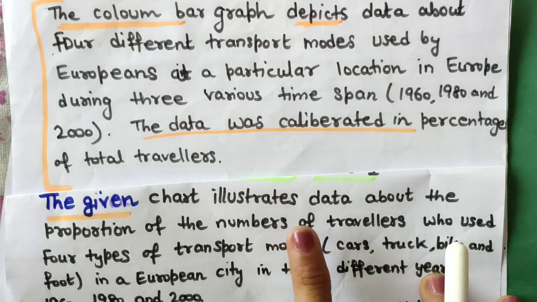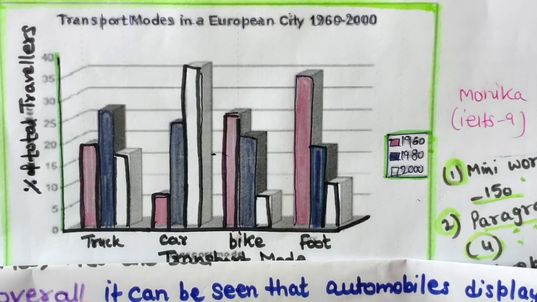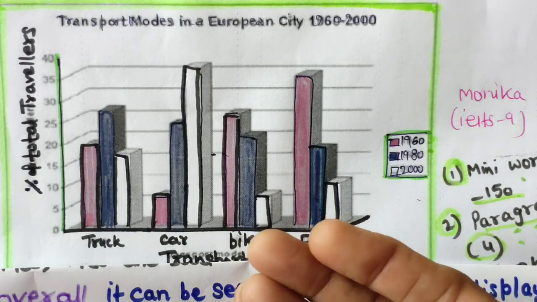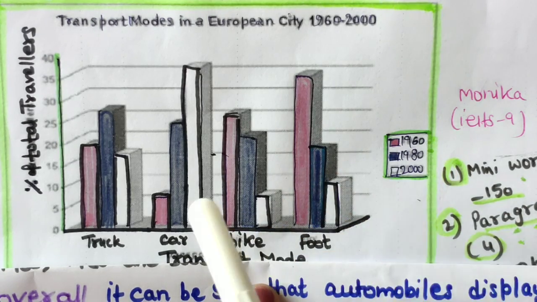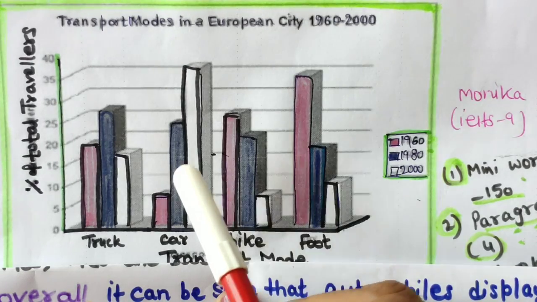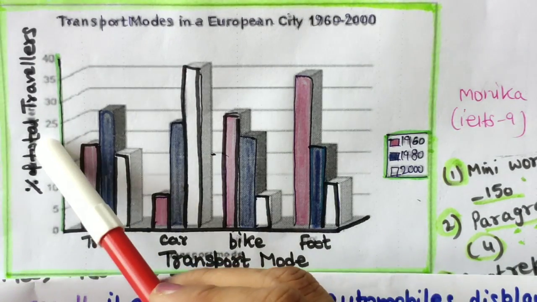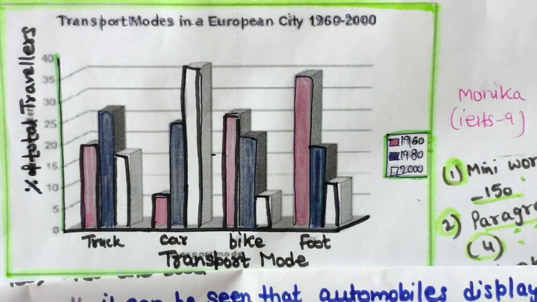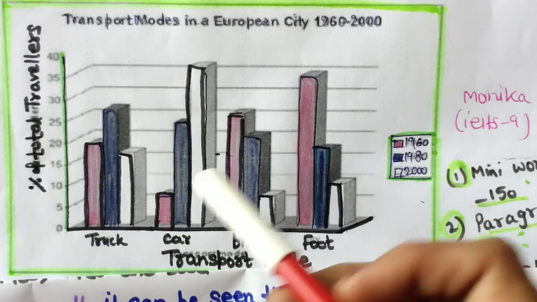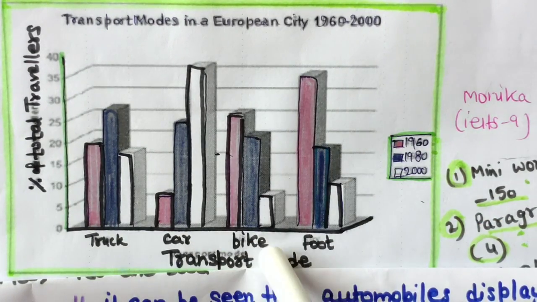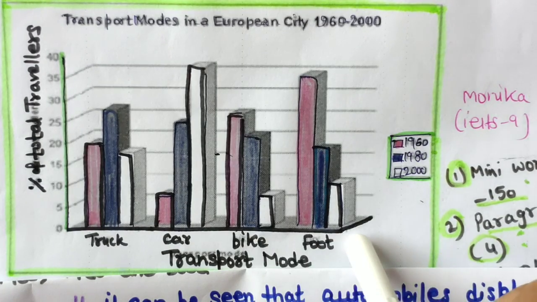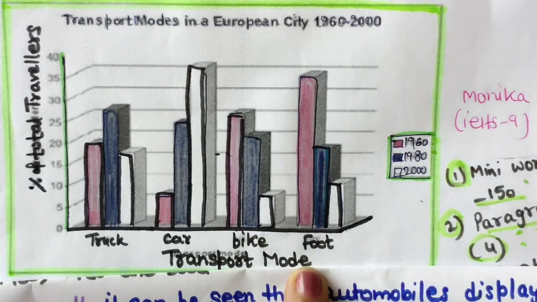Now coming to the overall paragraph. Overall paragraph means whatever you can see from your drone camera, from your eyes. Don't explain any detail in this overall paragraph. Do not use any figures in this paragraph. What you can see is that automobiles have picked up, their growth is more as compared to foot or nature lovers.